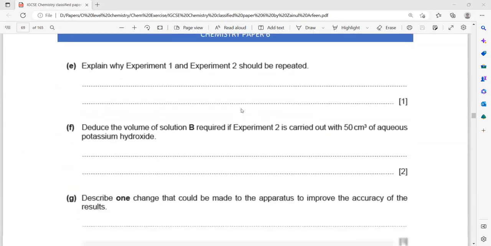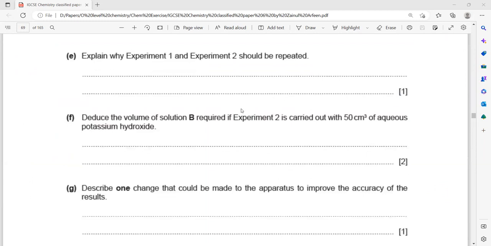In part E, explain why experiment 1 and experiment 2 should be repeated. Why should we repeat the experiment? For accuracy. So we can find an average. We repeat the experiment so we can find the average, make the experiment more accurate, or make it more reliable. That's also fine. So we repeat to make it more reliable, or to take an average, or to identify an anomalous result.